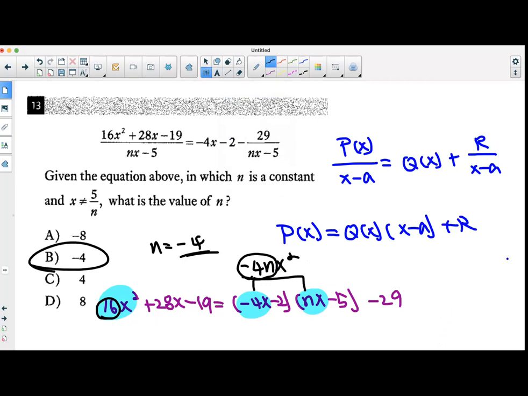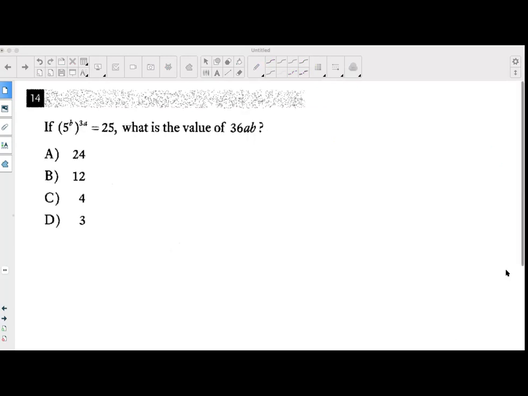Let's look at number 14. In this case, wait a minute. 5b to the 3a power is equal to 25. If I simplify my left side, an exponent to another exponent, we have to multiply them. So 3ab is equal to 25. But what's 25? 25 is 5 squared. So you can see that 3ab has to be equal to 2.